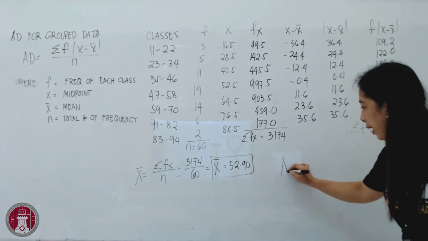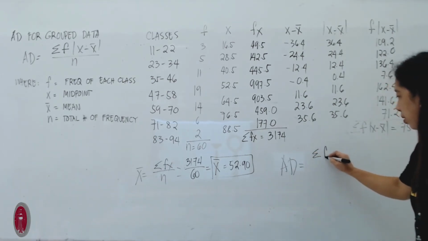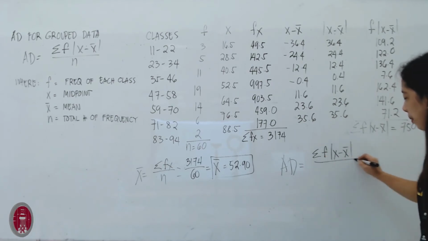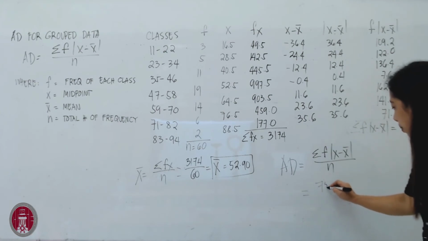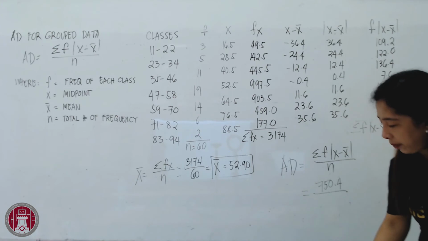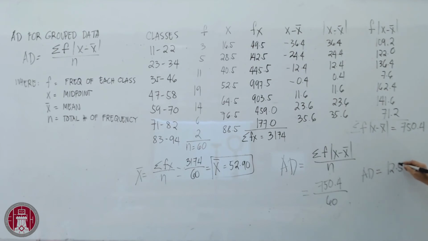We are now ready to get the average deviation. Again, average deviation is the summation of your frequency times the absolute value of the midpoint less the mean, divided by your n, or the sample size. So that would be 750.4 divided by 60. The average deviation is equal to 12.51.